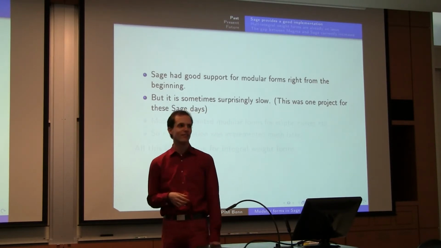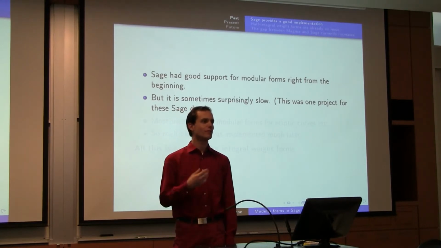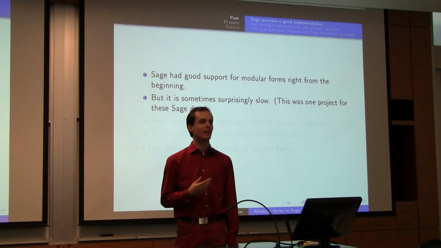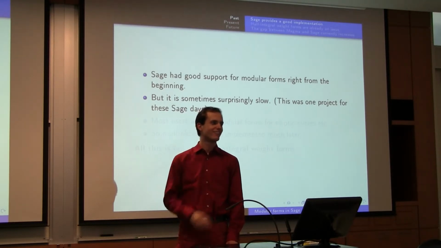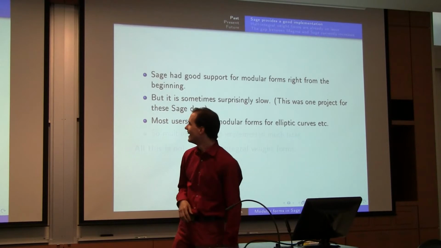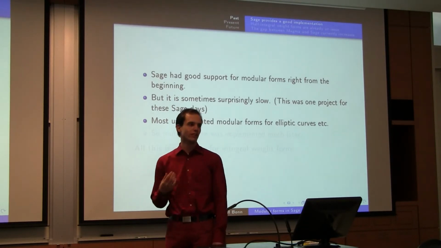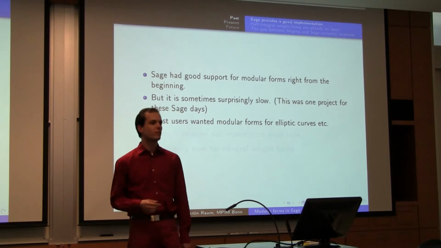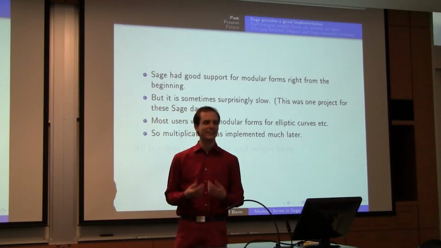We will eventually get equally fast to, say, Magma, which at the moment is in most cases faster, but we do already have some things where we are faster. It's certainly a task on my list to finally beat Magma. Most users wanted that for elliptic curves and so on. That was certainly one of the main applications.